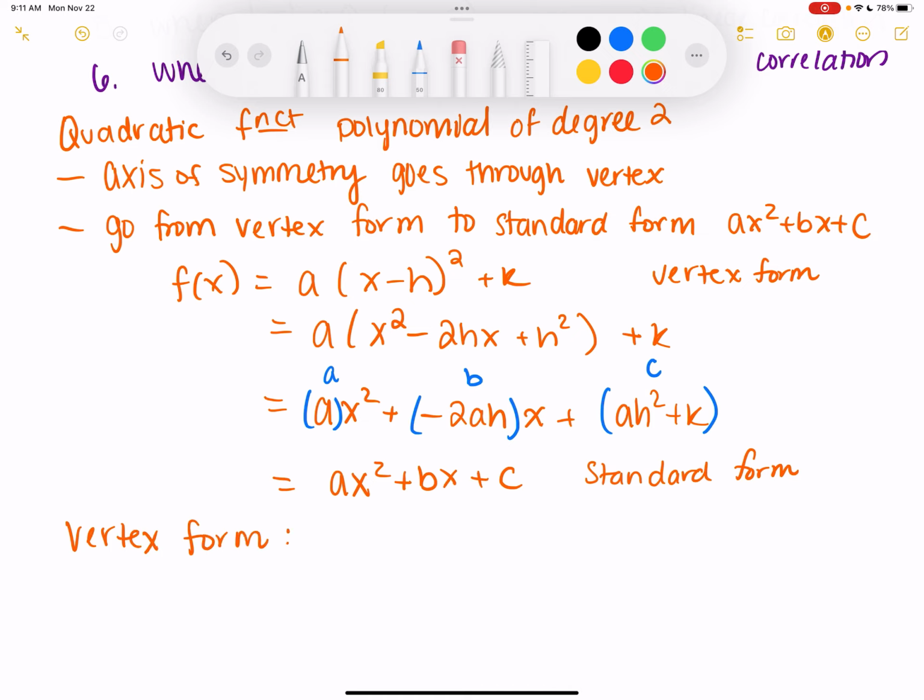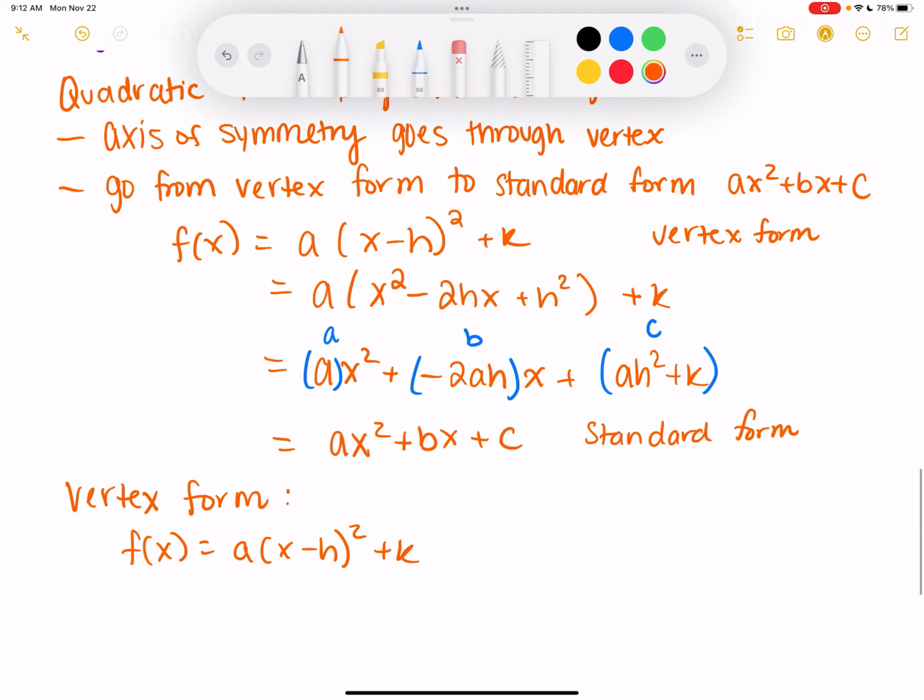Vertex form. Like I said, it starts as f of x is equal to a times x minus h squared plus k. The vertex is at h, k. Notice this sign is negative. If this was positive, then this would be negative h. So it's always got to be negative and then positive. If that is not the case, then the signs of the actual vertex are flipped.